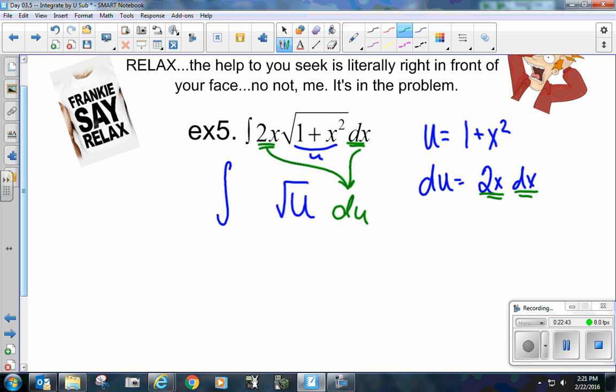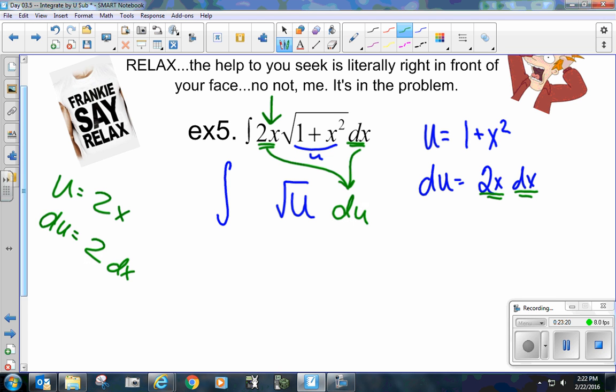It is literally right in front of your face. Now, how do I know which one to, how come I don't make my 2x u? Well, if I made u 2x, what's du? 2 dx. I still can't get rid of that 1 plus x squared. You have two expressions there. Forget about the radical, that's going to stay. You have 1 plus x squared and 2x. One of them is the derivative of the other, isn't it? So set u for your primary expression. That way, when you take the du, you'll get the derivative of that in your du.